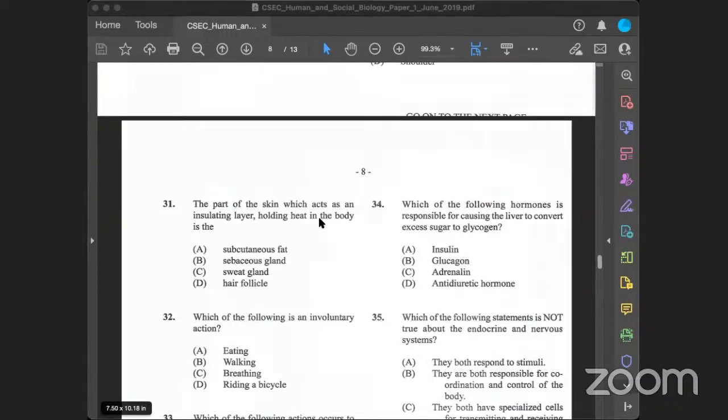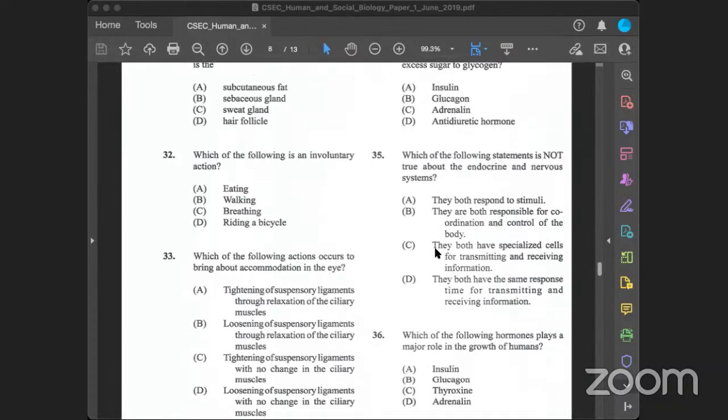Anyway, yeah, insulin converts your glucose to glycogen, right? So insulin does that. And what breaks up glycogen into glucose? Glucagon. Very good. 35.